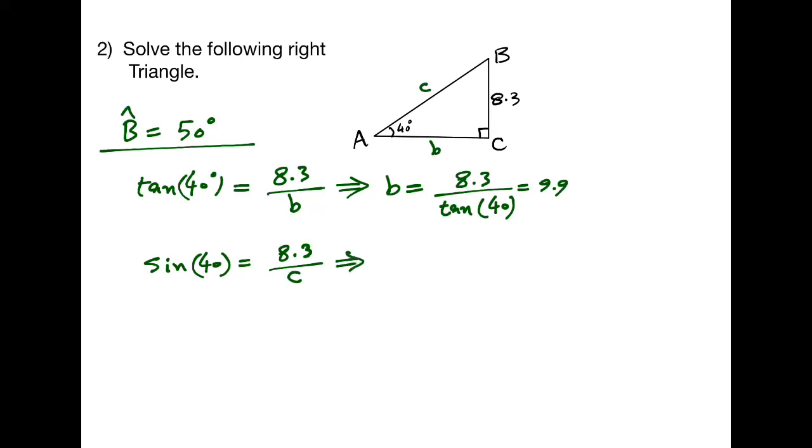So again, a cross product, C equals 8.3 divided by sine of 40, which is equal to about 12.9. That's the measure of the hypotenuse in this case. And that's it. We did solve this right triangle. We found all the angles, and we found all the sides.